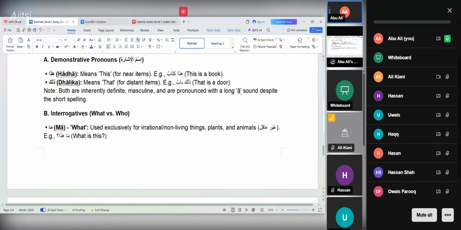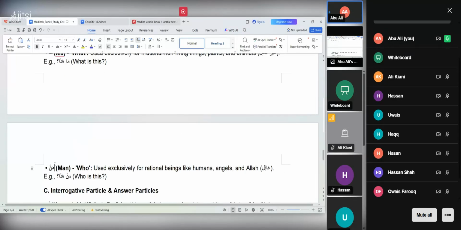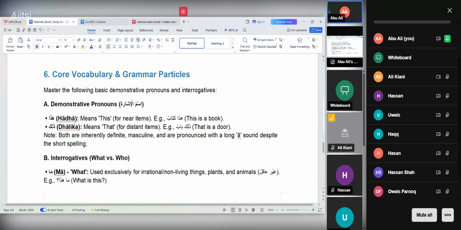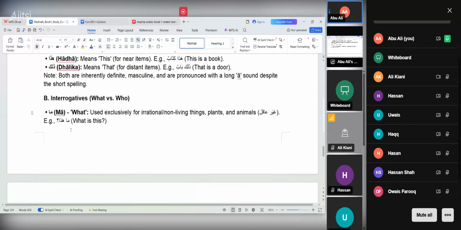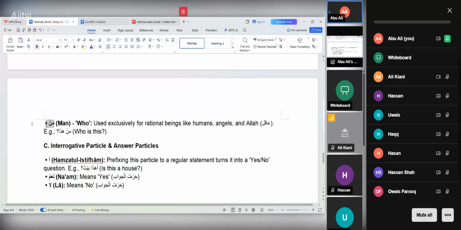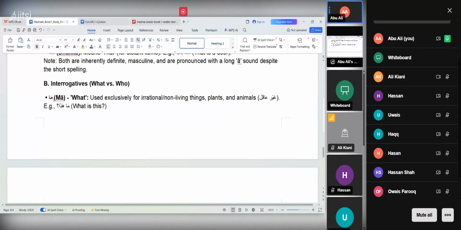You can use ma and men to ask questions in Arabic. Men is the equivalent of who, and ma is what. Men is used for intellectual entities. Ma is used for non-intelligent entities, but it's also used to ask about the essence of an intelligent entity. You can see this in logic.